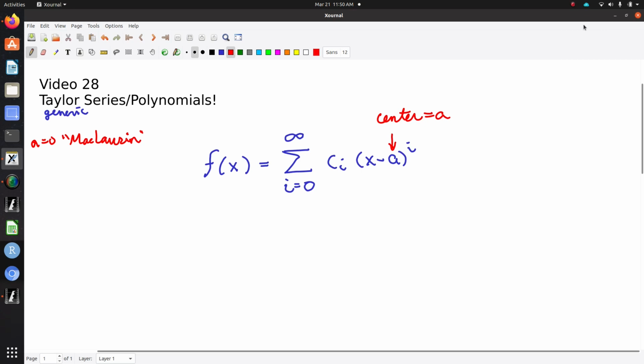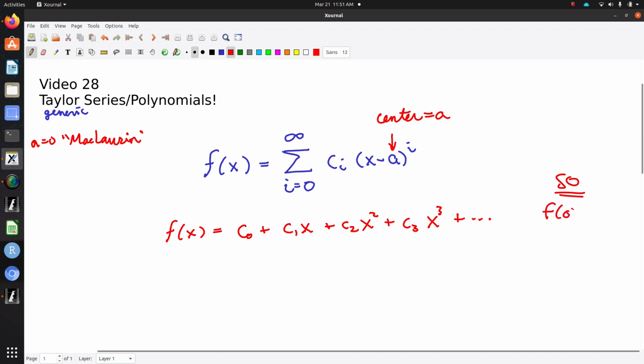Okay, now what does this mean? I'm going to let a equals 0 just to make everything look nicer. Let's look at a partial expansion here. What does this look like? You're going to have a coefficient, and then a different coefficient times x, which could be, again, x minus 0. Another coefficient times x squared, another coefficient times x cubed, and so on and so forth. So you know that f of 0 has to be c0.